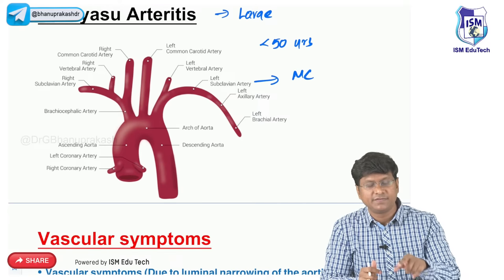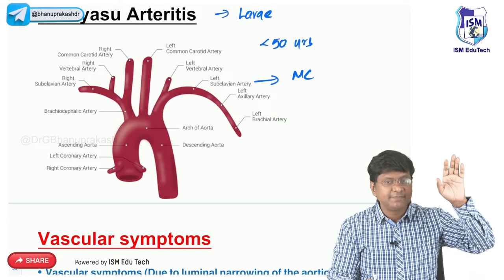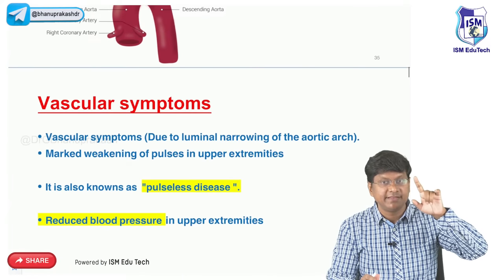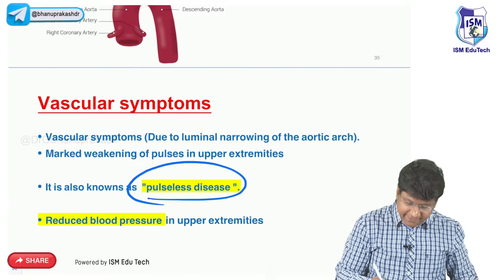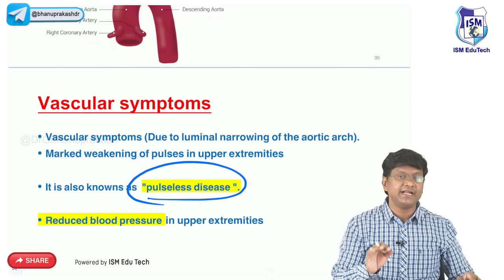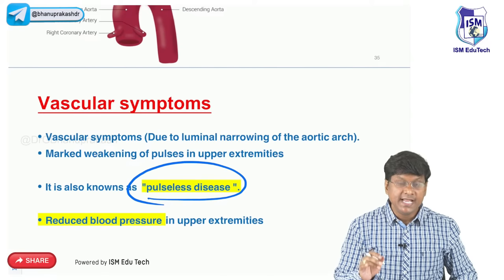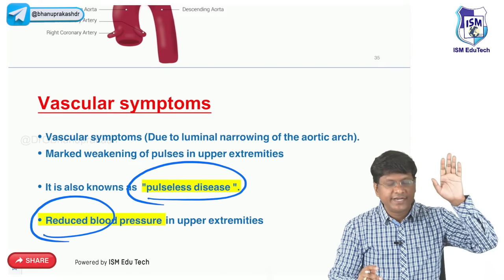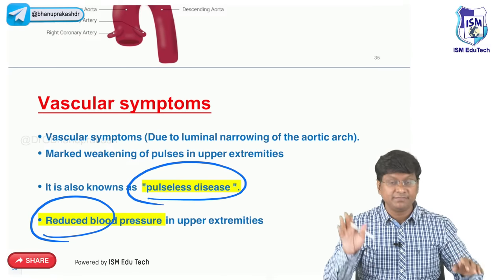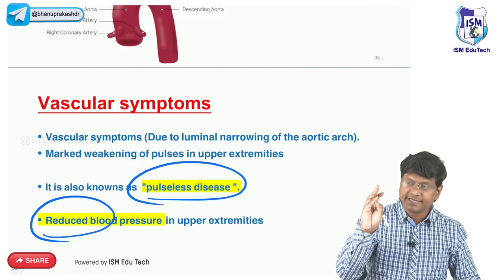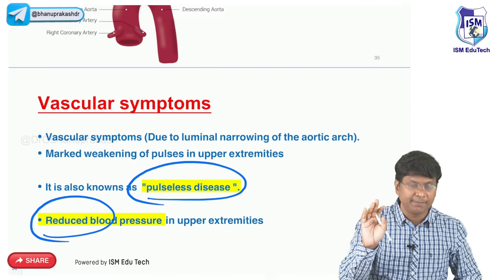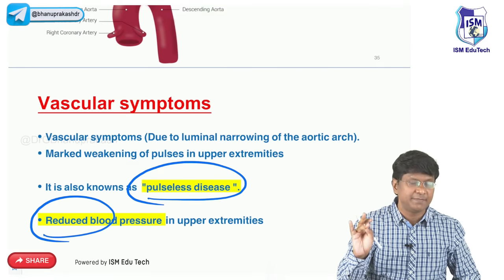Because of the involvement of the left subclavian artery, the blood supply to the left upper limb will be reduced, and thereby the individual will have the absence of pulse in the left upper limb, and that we call it the pulseless disease. And not only that, there will also be reduced blood pressure in the left upper limb compared to that of the right. So there will be asymmetrical pulse between the two upper limbs, and also asymmetrical blood pressure between the two upper limbs.